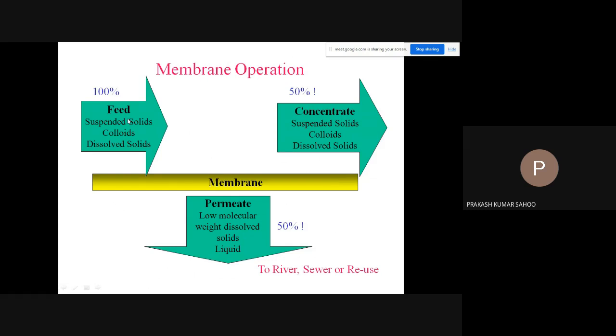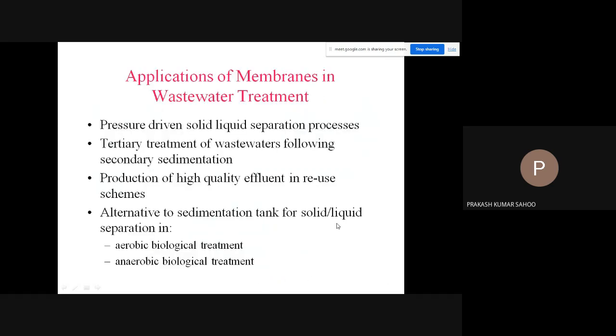Then it is your feed, that is the suspended solids or colloids or dissolved solids, which undergoes the membrane operation. Let it be 100%. Then suspended solid is separated, that is 50%, and the low molecular weight dissolved solid separated is 50%. So through this membrane, this type of separation is also carried out. This is for reusable things.